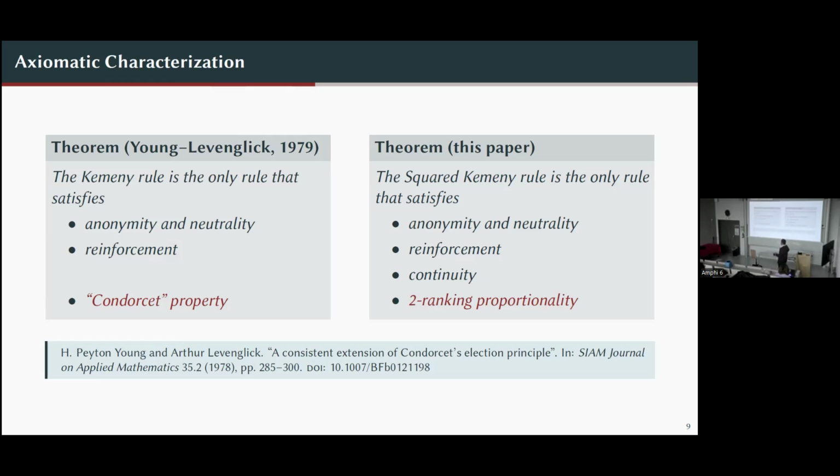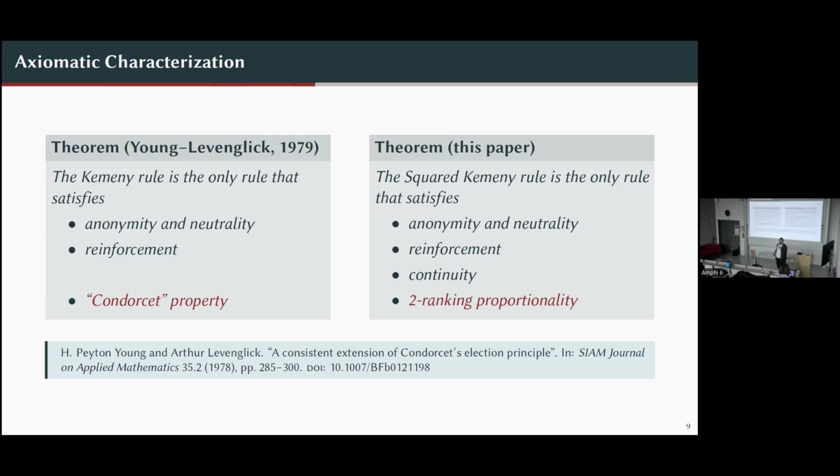And this is where most of the pages of the paper get spent, because such axiomatic characterization results typically are quite involved. There's lots of hyperplane arguments in the space of all profiles. But anyway, it's true. And so Squared Kemeny is, in a sense, the correct analog of Kemeny if you want to have something like this two rankings proportionality. Okay, so this is for the case of two rankings.